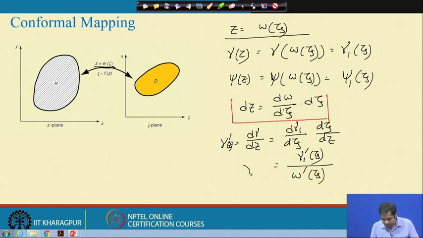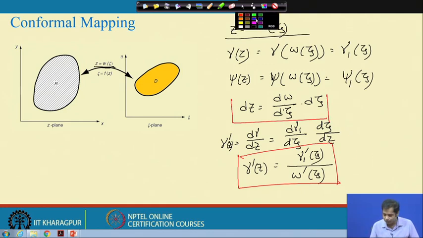Okay. So, this is gamma dash z. This expression is important. In a similar way, we can have the expression for psi dash z. Now, please note when we write gamma 1 dash, this is essentially the derivative with respect to zeta, because gamma 1 is represented in terms of zeta, and w dash is represented in terms of zeta.